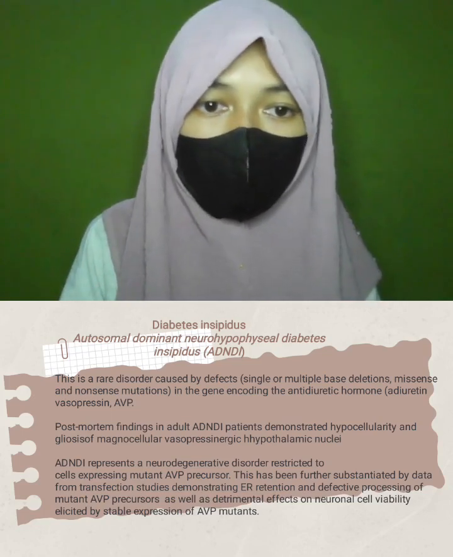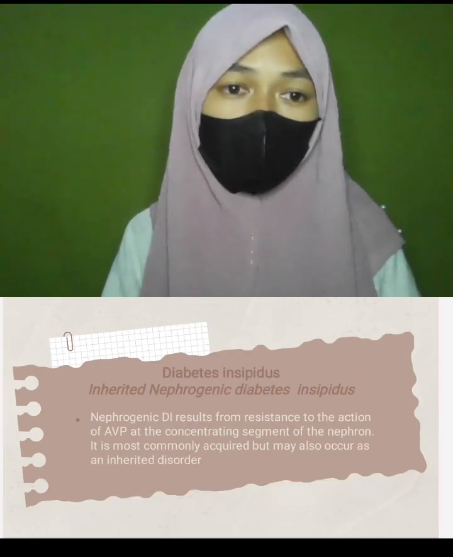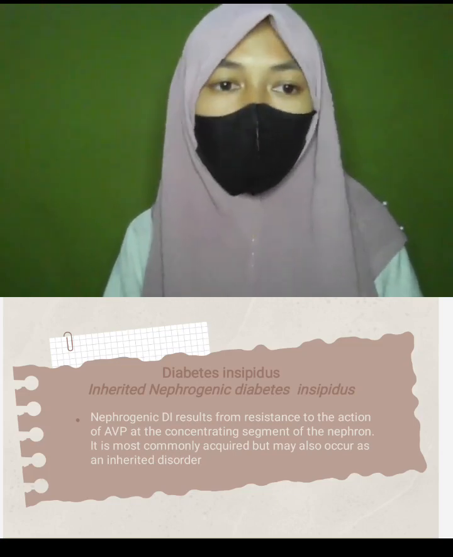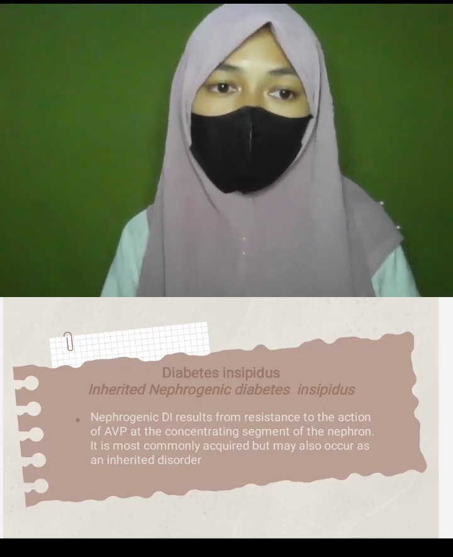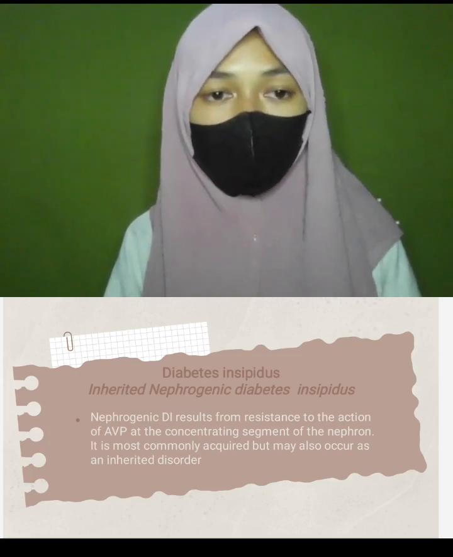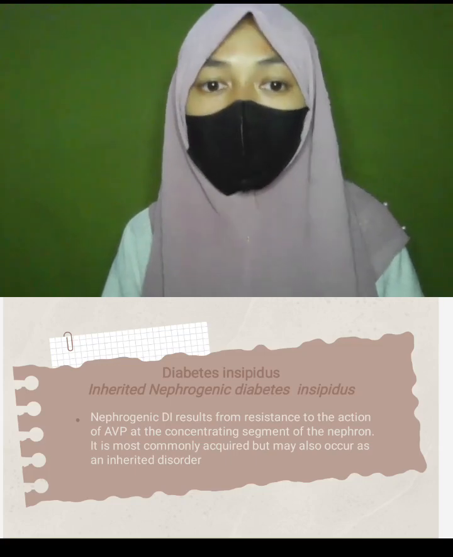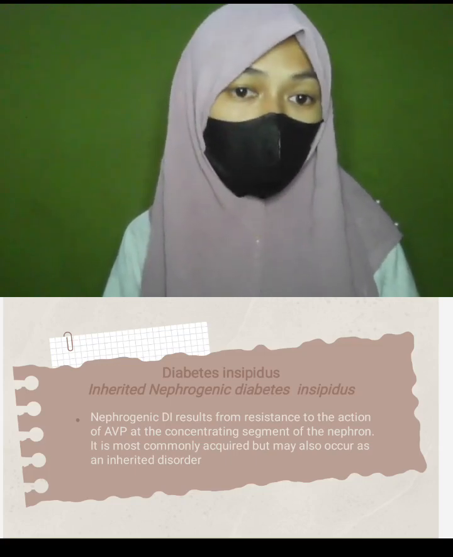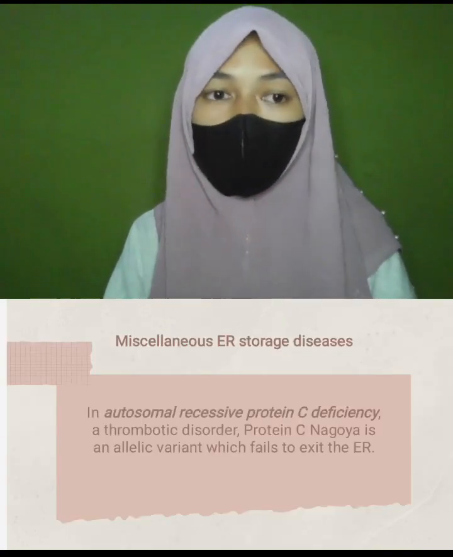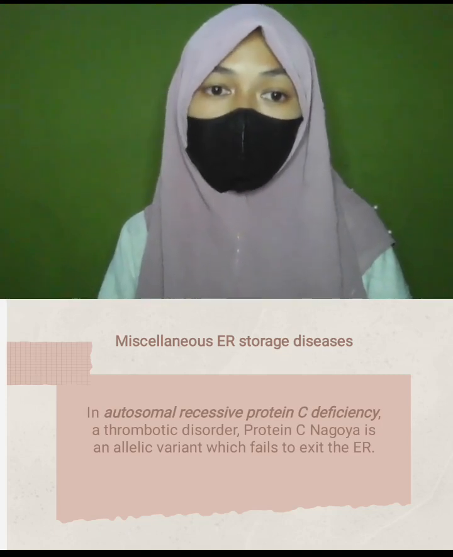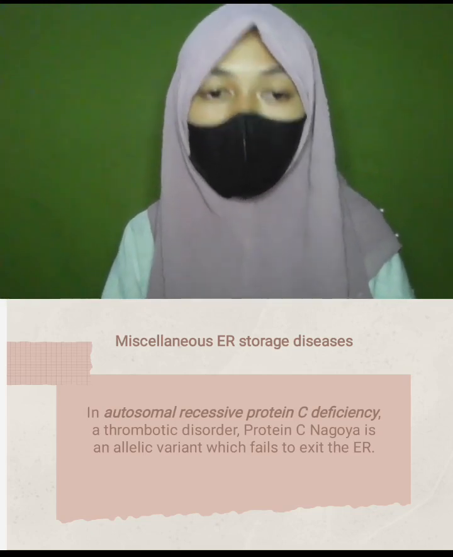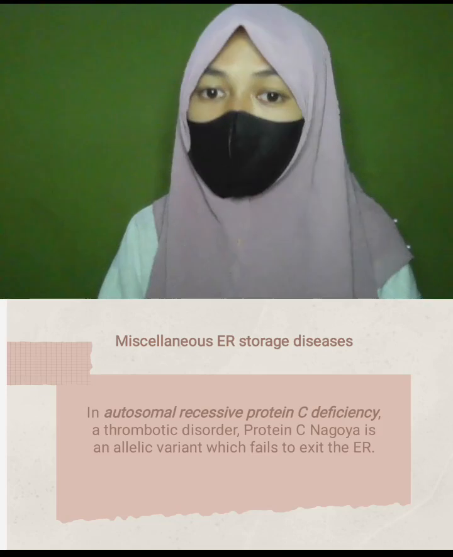So another example of an ER storage disease is inherited nephrogenic diabetes insipidus. Nephrogenic diabetes insipidus results from resistance to the action of AVP at the concentrating segment of the nephron. It is most commonly acquired but may also occur as an inherited disorder. Another one is autosomal recessive protein C deficiency, a thrombotic disorder. Protein C Nagoya is an allelic variant which fails to exit the ER.